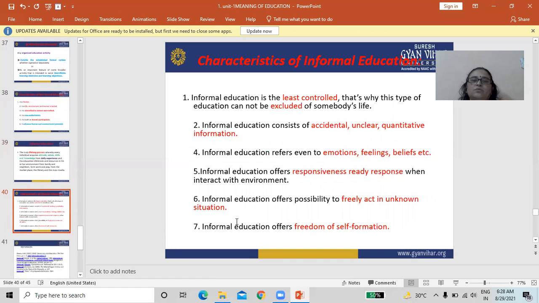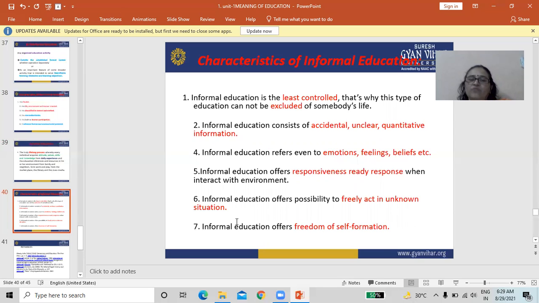Characteristics of informal education. Informal education is the least controlled. That's why this type of education cannot be excluded from somebody's life. Informal education consists of accidental, unclear information and quantitative information. Informal education refers even to emotion, feelings, and belief, etc.